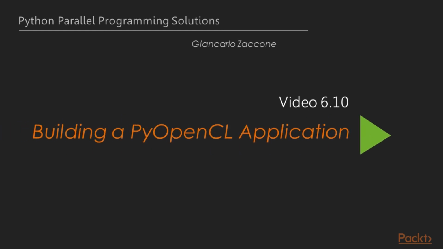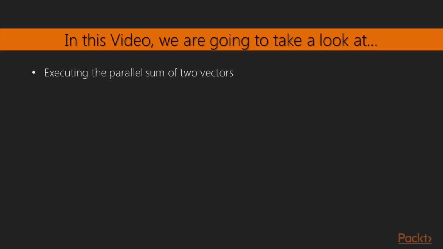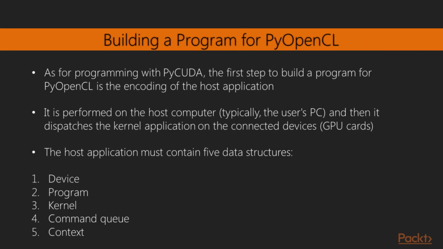Welcome to the 10th video, Building a PyOpenCL application. In the previous video, we saw how to use the PyOpenCL module. In this video, we'll see how to execute the parallel sum of two vectors. As with programming with PyCUDA, the first step to build a program for PyOpenCL is the encoding of the host application. In fact, it's performed on the host computer, typically the user's PC, and then it dispatches the kernel application on the connected devices, or GPU cards.